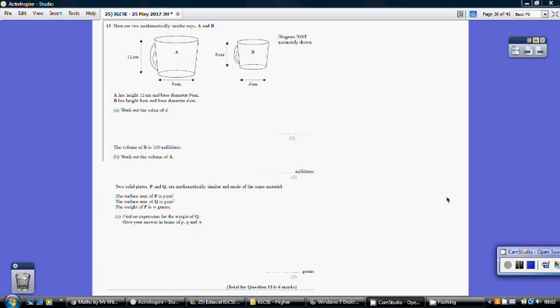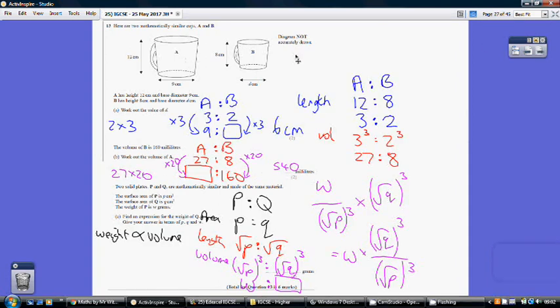Question 13. Now I think A and B are fairly straightforward, but part C is quite tricky. So here we go. For part A, we've got to work out the value of D, and D is the length of the base, but we already know the height. The heights, 12 and 8, are mathematically similar, so this is just a smaller version of A. So let's first of all just establish the length ratio.